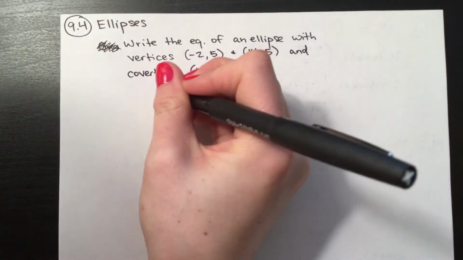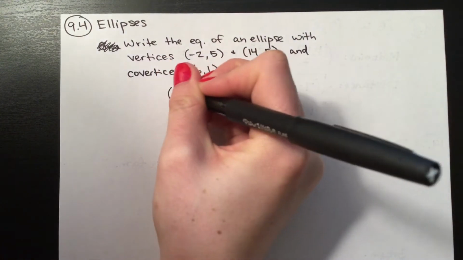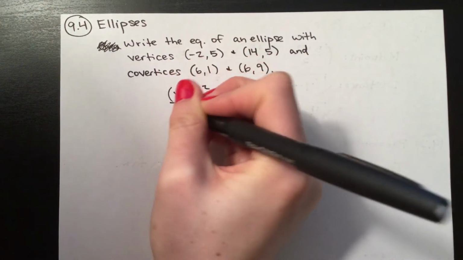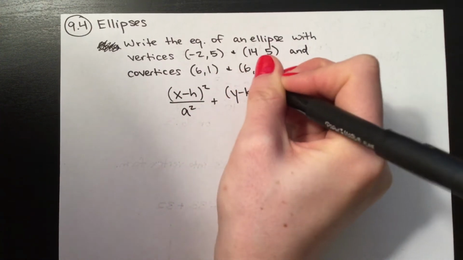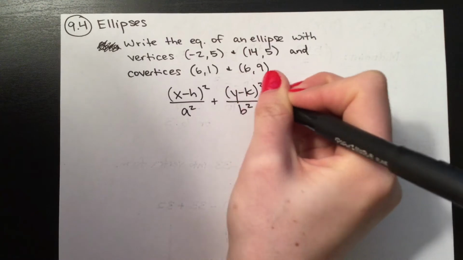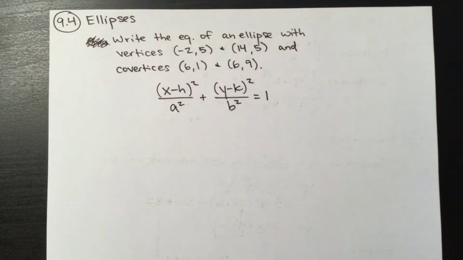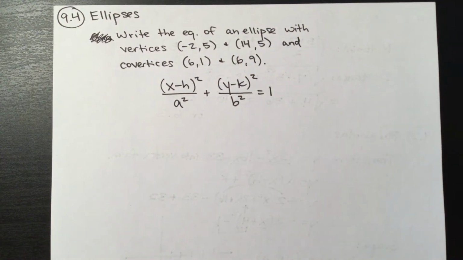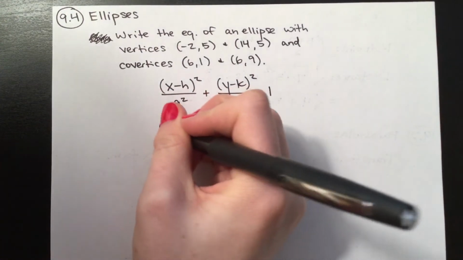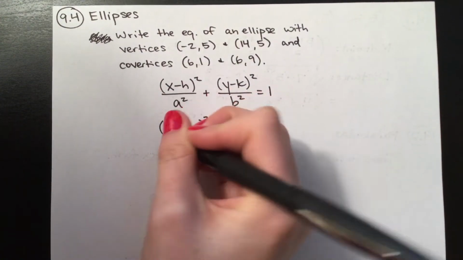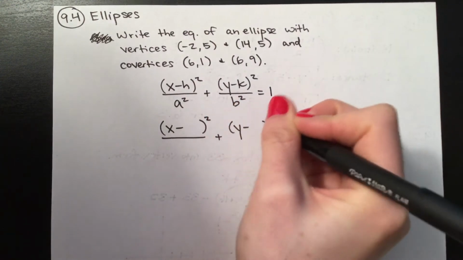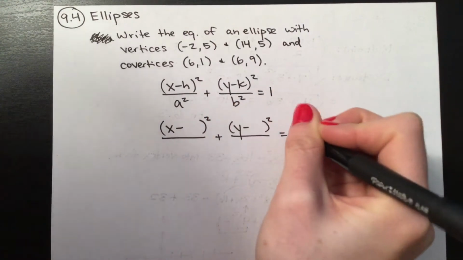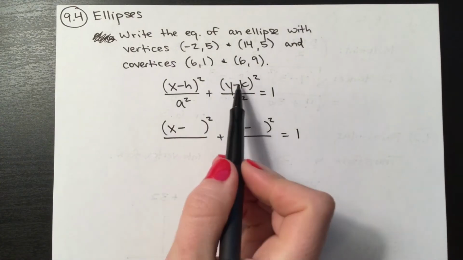So here's the standard form that we're going to have. Okay, so when all is said and done, when all the pieces are plugged in, our equation should look like that. So we know we're going to have x minus something squared over some number squared. Same thing with y. And then we know there's going to be a 1 on the other side. So this is supposed to be the center.